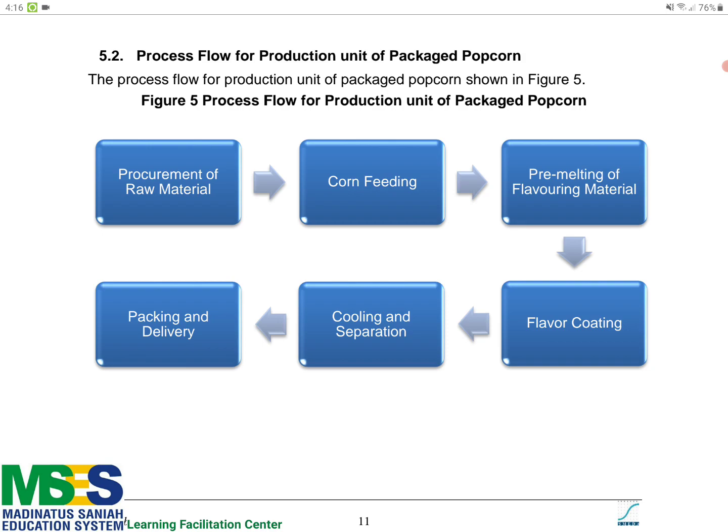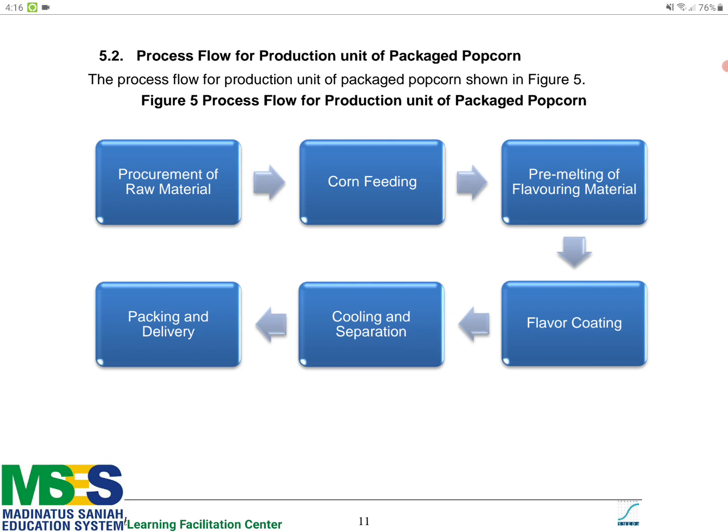Pre-melting of flavoring material. It's very easy to understand that before the popcorn goes into the flavoring section, the raw material of the flavors should be melted, like chocolate, sugar. Then flavor coating. We are putting corn in one place in the machine and putting flavor in the other.